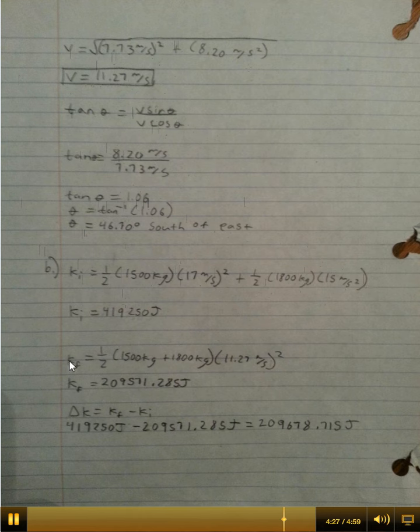Then, using the same formula, we can find the kinetic energy after the collision, and we get that. All we have to do is get the change in kinetic energy, which is K_f minus K_i, and then we get 209,678.715 joules, and that is the total kinetic energy converted from another form during the collision.